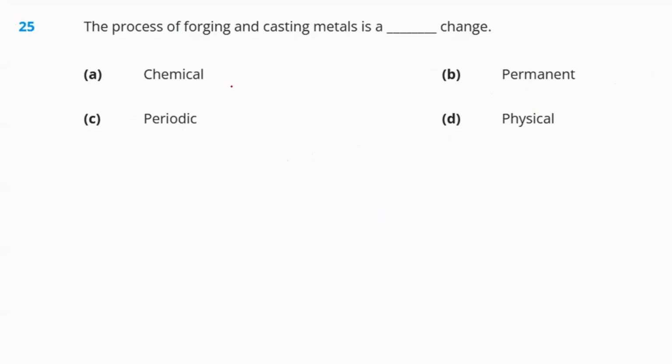Okay. Next question is, the process of forging and casting metals is a which kind of change? So what is forging and casting? These are the methods of heating any metal. These are the two different ways. How do we heat them before we make any product out of it? So it is a physical change.